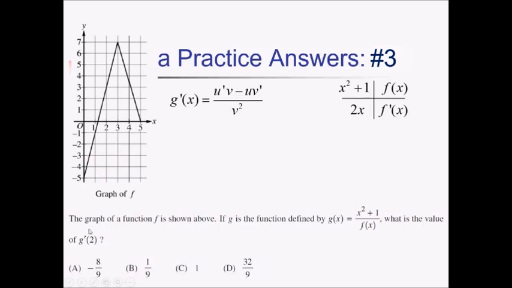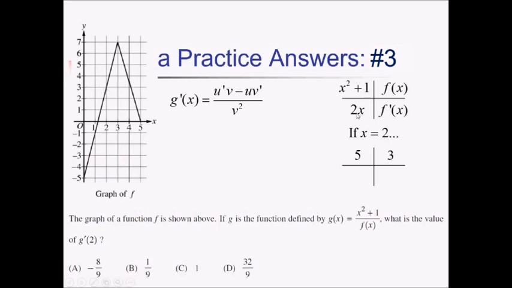And to figure out what g prime of 2 is, I'm going to plug 2 in for x in each of these expressions. And then I'll put everything together according to this general structure here. So still in the box, now I'm plugging 2 in for x. X squared plus 1, that's now 2 squared plus 1, which is 5. This is now f of 2, which I have to look up in the graph. So at the x value 2, my graph is giving me a y value of 3 for that spot.